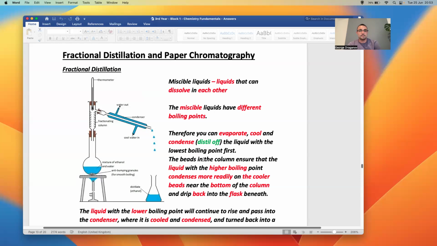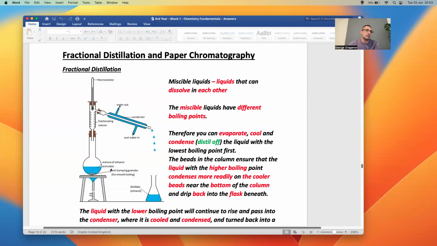So the beads in the column ensure that the liquid with a higher boiling point condenses more readily on the cooler beads near the bottom and drips back. So as the evaporation happens, the lower boiling point liquid will continue to pass through the condenser into here and then cool and condense. Whereas the one with a higher boiling point, even if it does evaporate a little bit, it will stop here and drip back in. So that ensures the thermometer will, for example, stay at 78 degrees until all the ethanol is boiled off. Then once all the ethanol is gone, the temperature will continue to rise for the next liquid to come off.